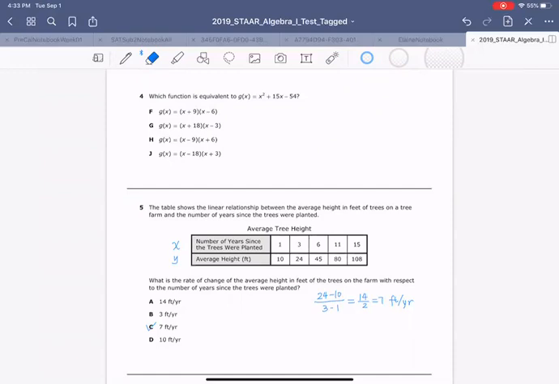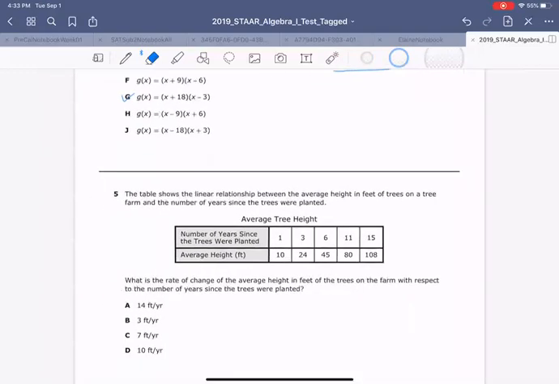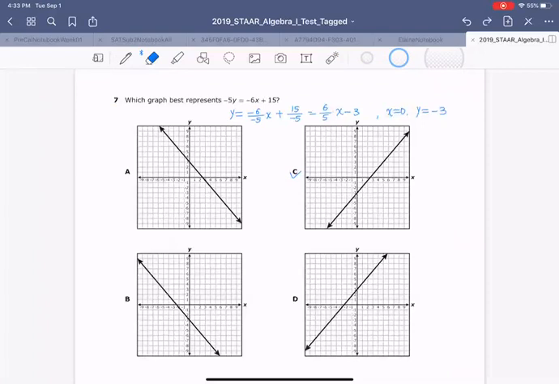See if you get the perfect answer this time, okay? Let's revisit number 5. They ask you for the slope. The question asks for the rate of change. 24 minus 10 divided by 3 minus 1, divided by 2 equals 7 per year. Make sense now?